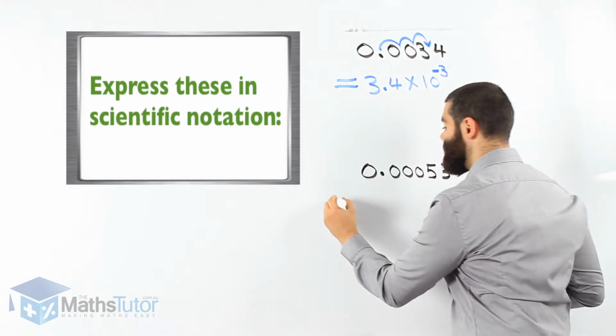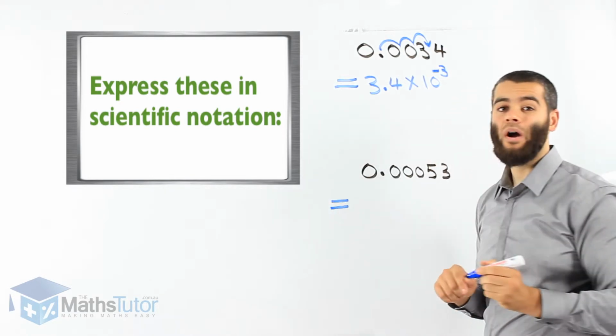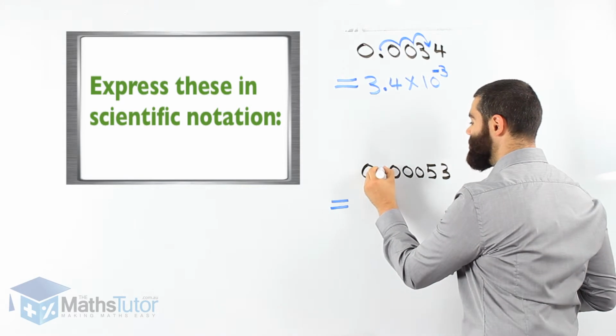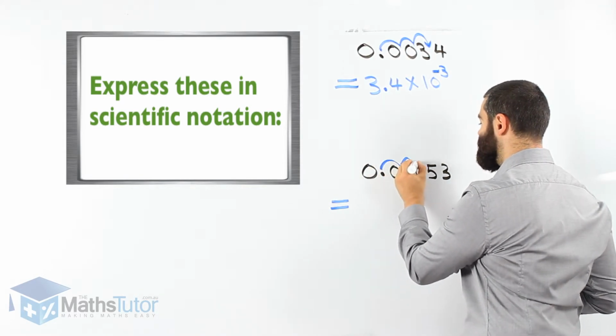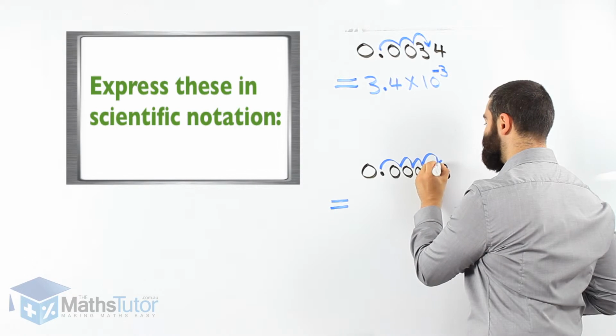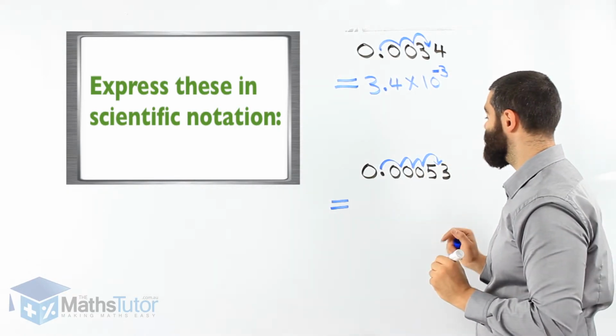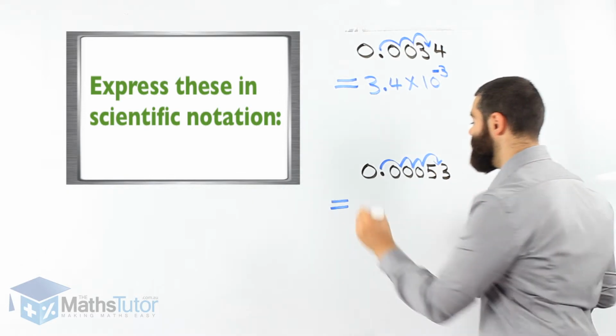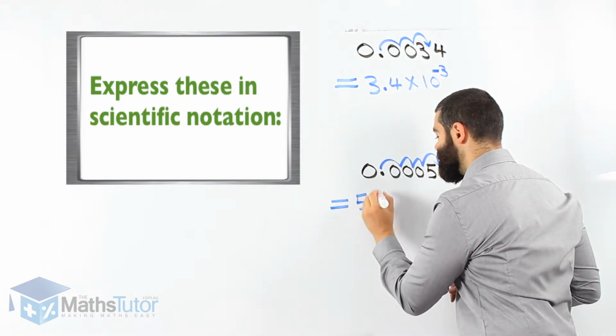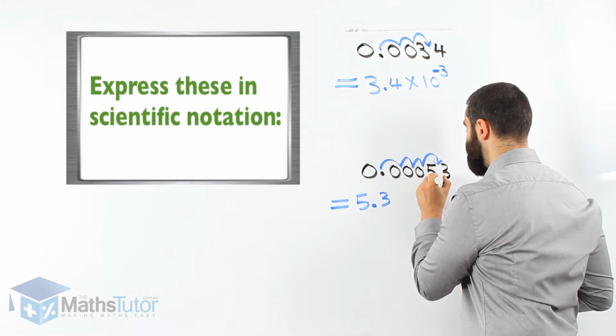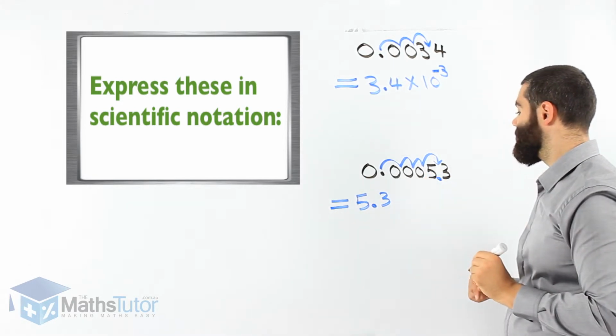0.00053. Once again, we want a number between 1 and 10. We grab our point and we jump. 1, 2, 3, 4. We're going to put it between the 5 and the 3 to make a number between 1 and 10. It will be 5.3. So our point's going to go right there.